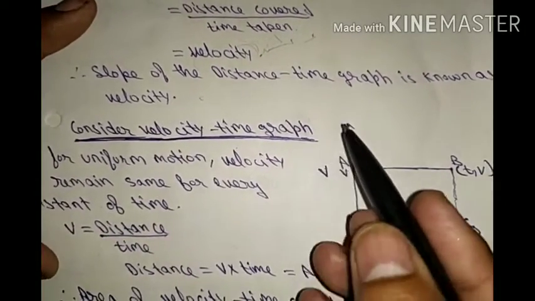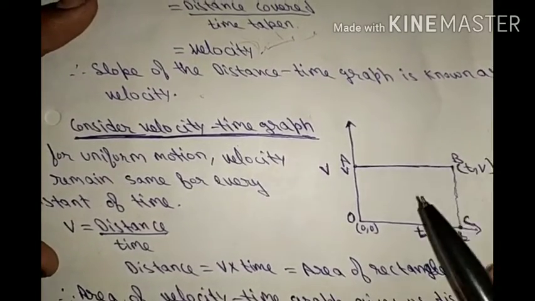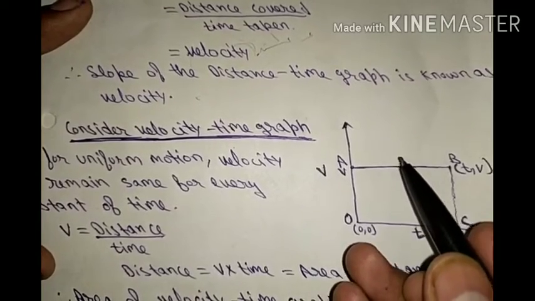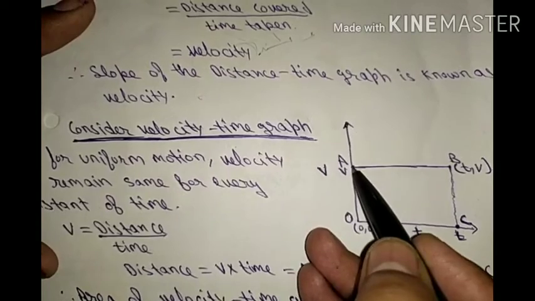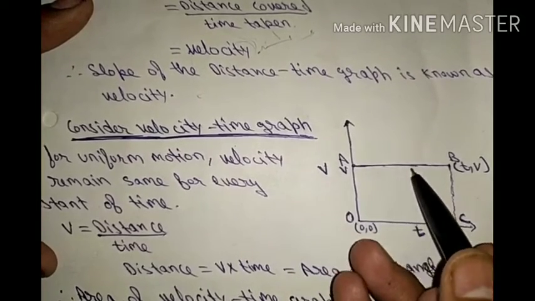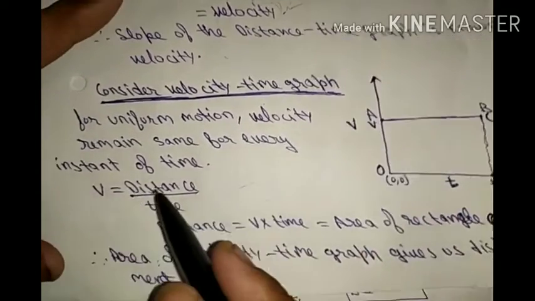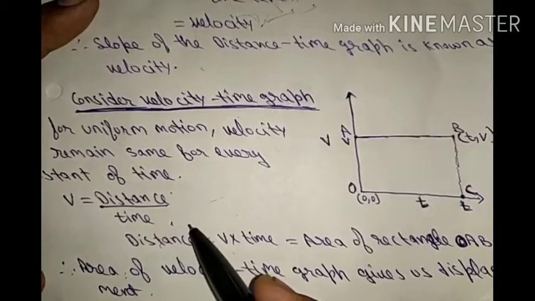So we know for uniform motion, the velocity time graph is parallel to the time axis, that we did earlier. So remember, consider this velocity time graph. So it is the velocity at time t0 and it remains constant for every time, that we know. And we know velocity is defined to be distance upon time. So distance becomes velocity into time.